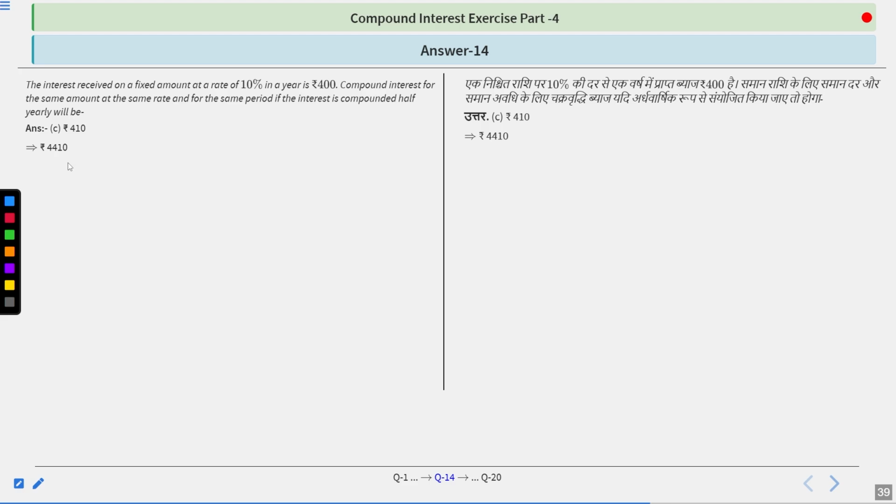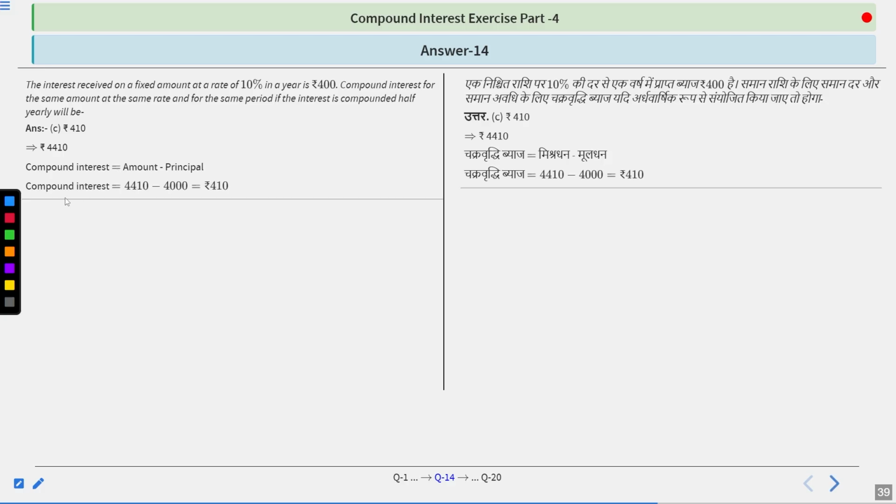That is equal to rupees 4,410. Now compound interest is going to be equal to amount minus principal. Therefore, amount is 4,410 and principal was 4,000. That is equal to rupees 410. So option C, rupees 410 is the correct answer.